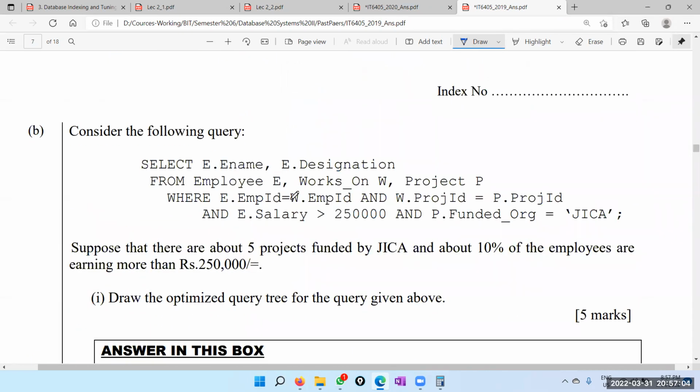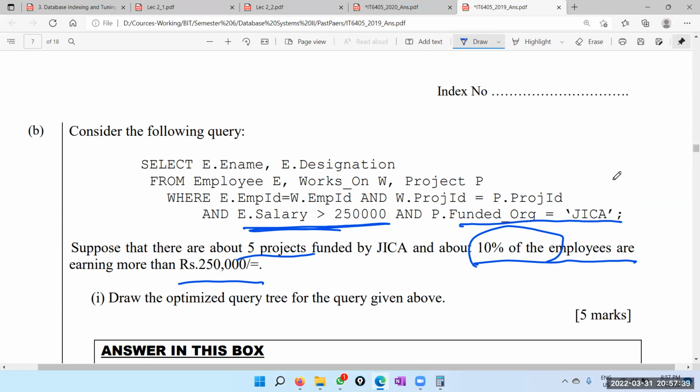Right. Now this is a query optimization question. Consider the following query. Suppose that there are about 5 projects funded by JICA and about 10% of the employees are earning more than 2,50,000. So about 10% belong to this particular condition. And only about 5 projects funded by JICA. So that means only a small number of projects here. Only 5 projects.